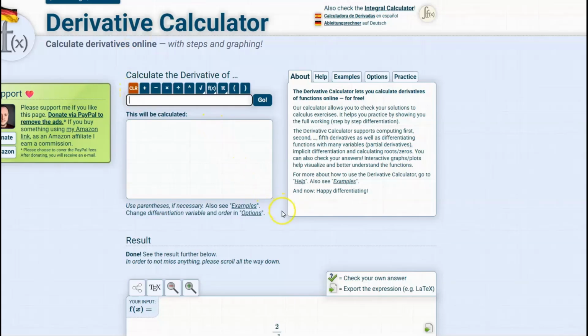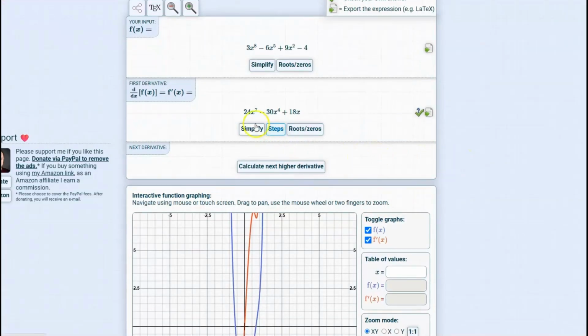Alright, so I have 3x to the 8th minus 6x raised to the 5th power plus 9x squared minus 4. Okay, that looks right. So it says that the symbolic answer is 24x to the 7th minus 30x to the 4th plus 18x. Hey, that's what we got earlier.